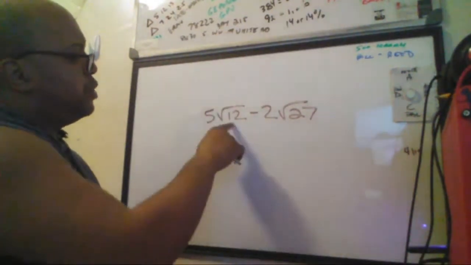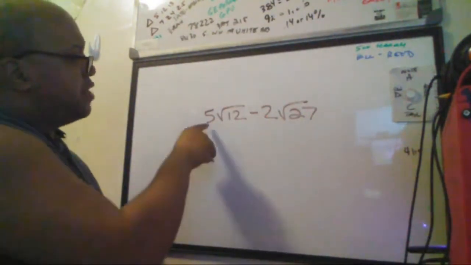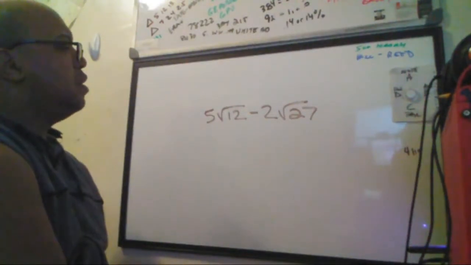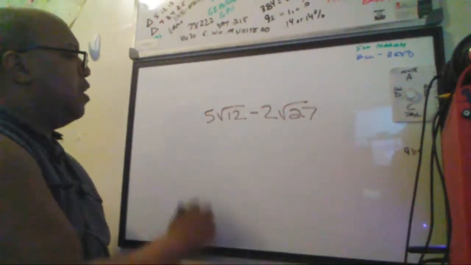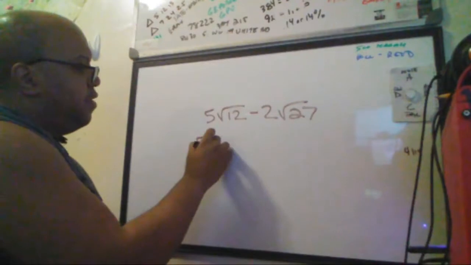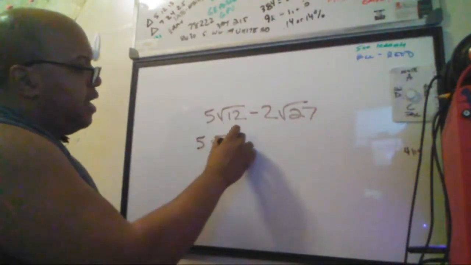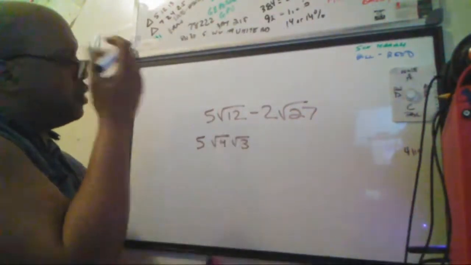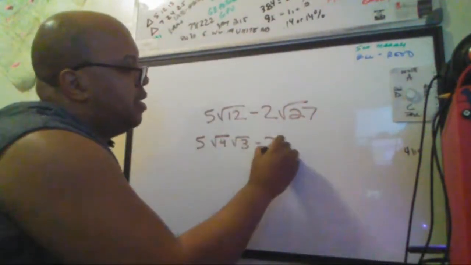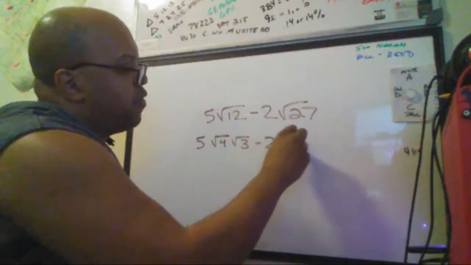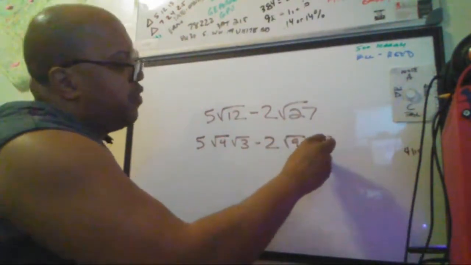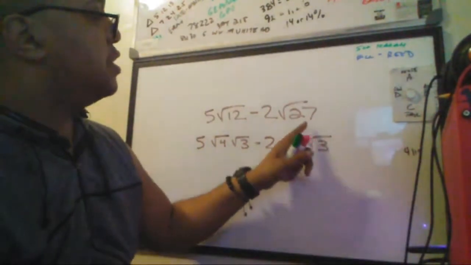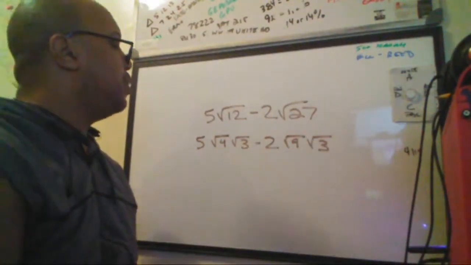What we need to do is break down. This is like saying 5 times root 12 and negative 2 times root 27. But when we break this down, I see 5, I see 4, and I see a 3, because the square root of 4 times the square root of 3 is equal to the square root of 12. And when I see this, I see the square root of 9, and then the square root of 3. Because the square root of 9 times the square root of 3 is equal to the square root of 27.